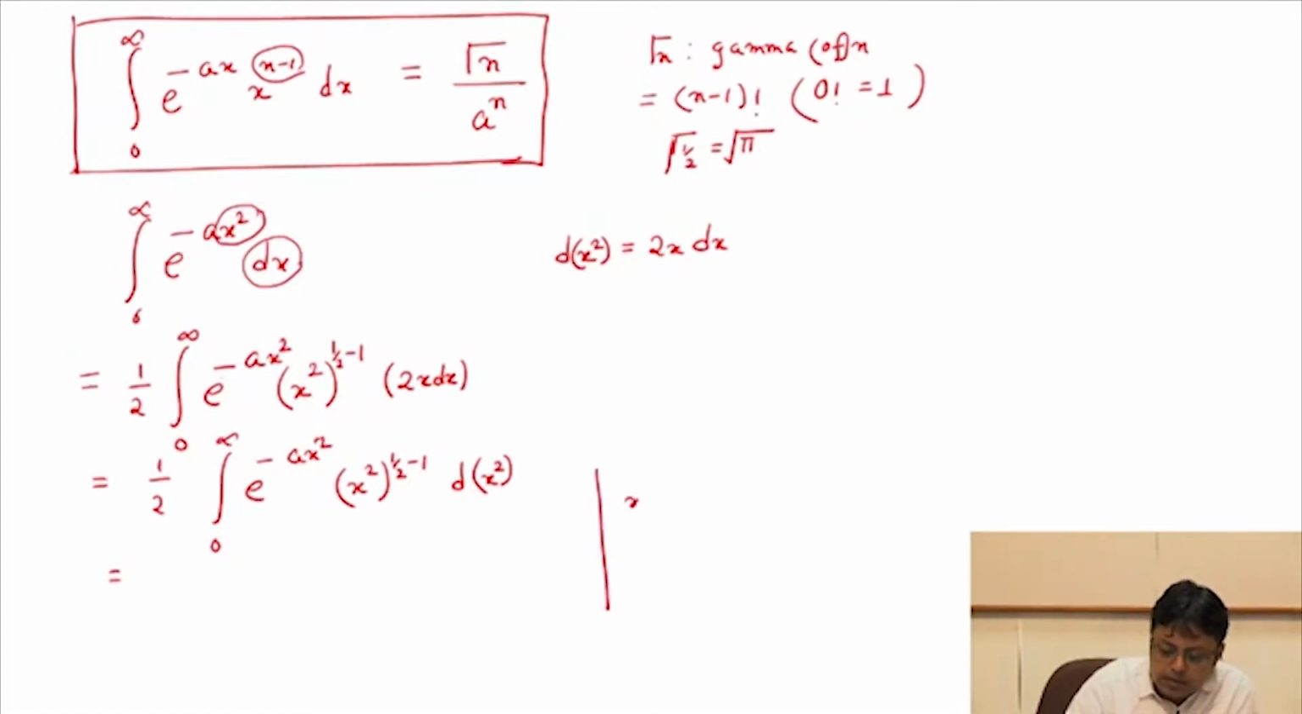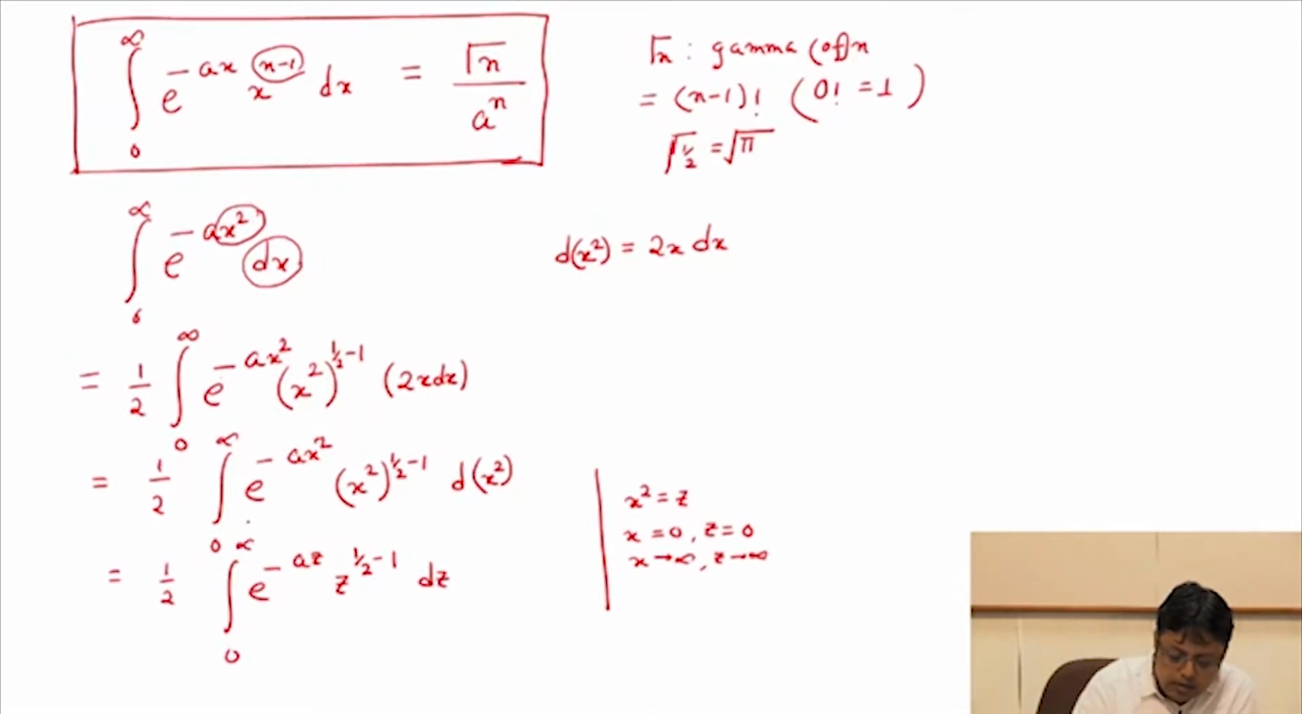You can easily do a change in variable. You can just say that x square is z. So when x is 0, z is 0. When x tends to infinity, z is also tending to infinity. So you can write e to the power minus az, z to the power half minus 1 dz.